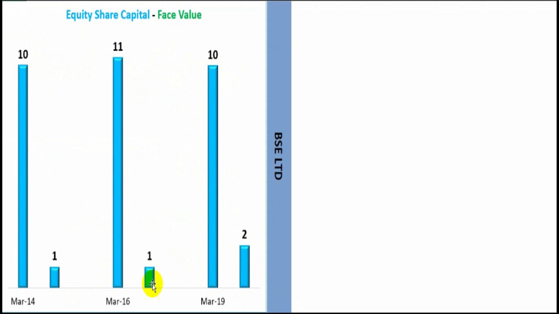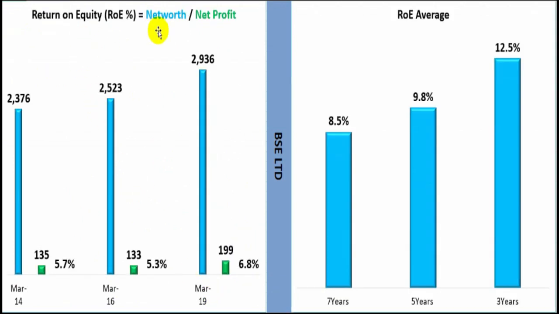Face value has increased from 1 to 2 currently in March 19. Return on equity in March 19 stood at around 6.8% and has been very low throughout the years, below my benchmark of 15%. So on a total net worth of 2,936 crores, the company's profits were just 199 crores. Compare that to March 16, where we also see very low profits of 133 crores against the total net worth of 2,523 crores.